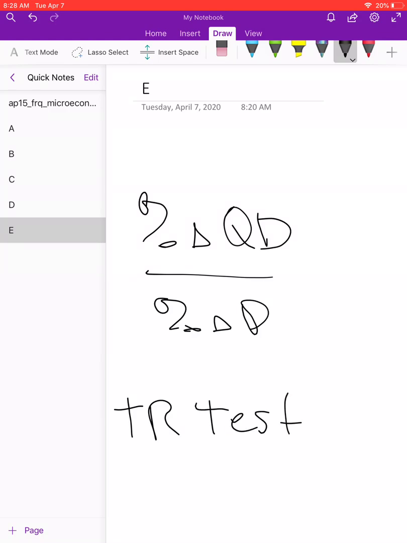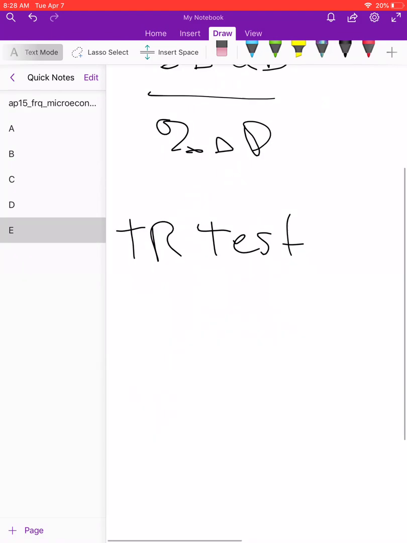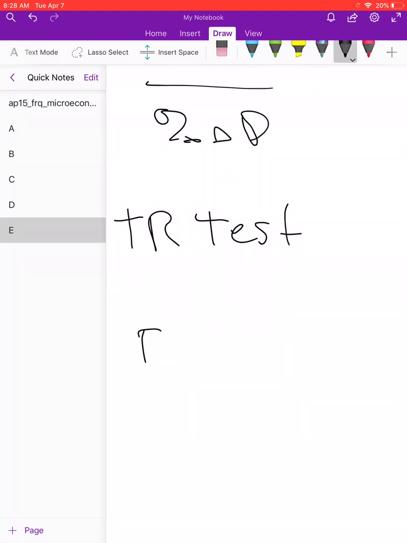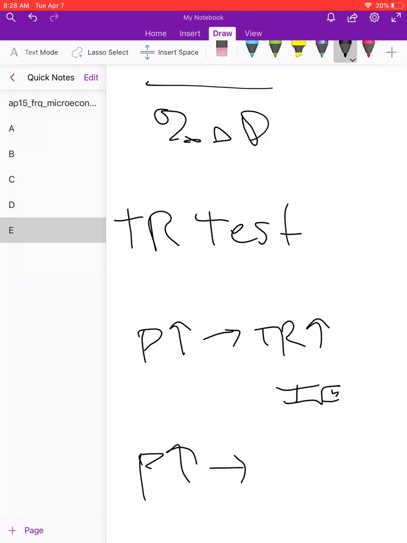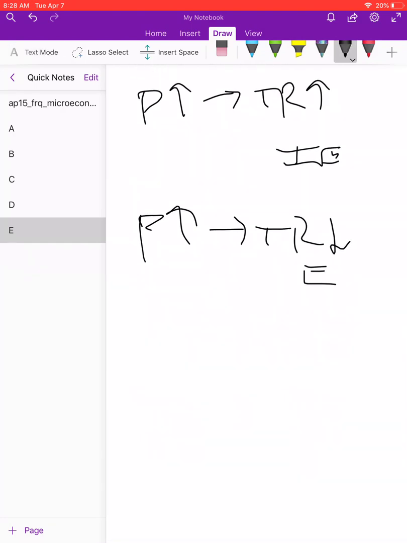So the total revenue test, if you recall, we have some rules for elasticity here. If price goes up and then our total revenue goes up, we have what is called an inelastic good. And if price goes up, causing our total revenue to go down, we have what is called an elastic good. We could calculate the total revenue in this problem, and there'd be no problem to do that. Remember, total revenue, nice and easy, equals price times quantity.